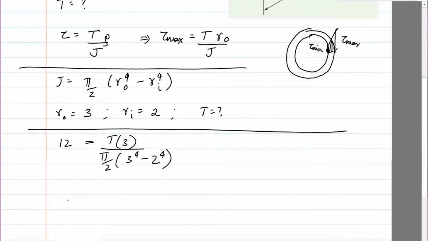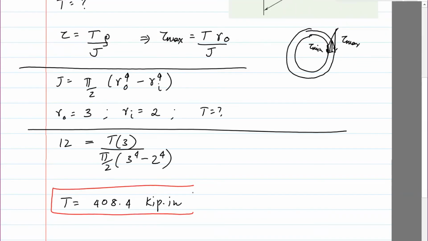So, solving for T, you get 408.4 kip inch. Okay, so that was pretty much straightforward, just a conceptual question. Here is a slightly more involved question.